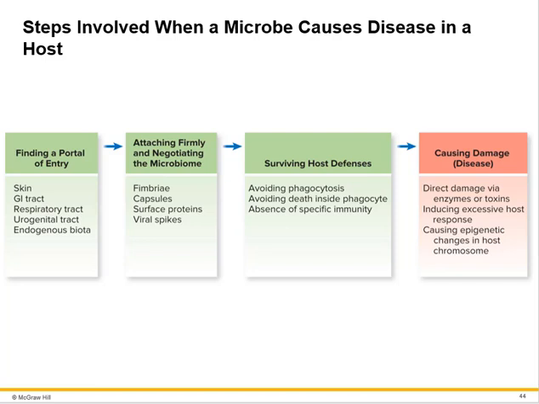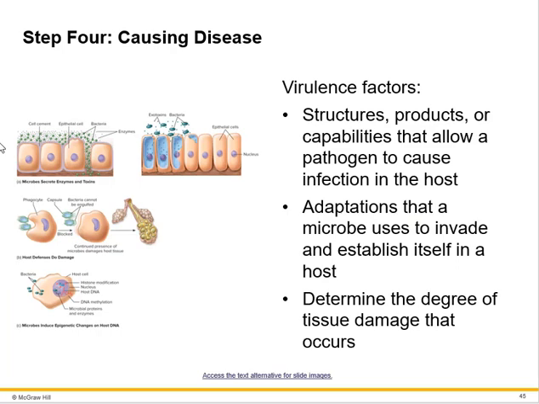So this 4th step is causing damage or disease. We'll look at the enzymes or toxins, inducing excessive host response and causing epigenetic changes in the host chromosome. The enzymes, you can see here, are secreted. The exoenzymes are used to break down their food externally, and the process of doing that allows them to invade further. So these enzymes, that's a big thing.